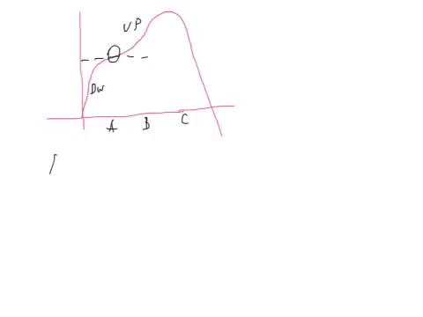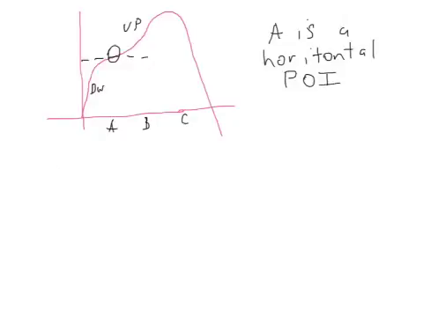So for part 1 there, A, in fact I'll do that up here. We say A is a horizontal point of inflection. So simply to say it's a turning point or a stationary point is not acceptable. It's horizontal, which means a turn, but it's also a point of inflection, so it has both properties.